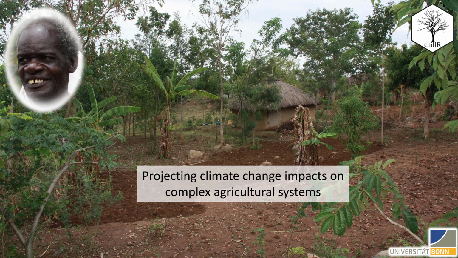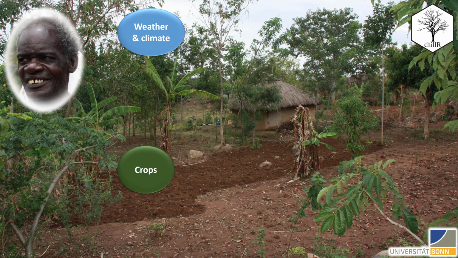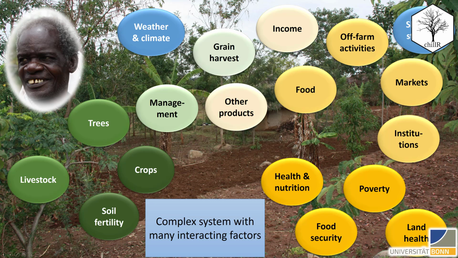There is all kinds of stuff going on here. We may just be interested in the relationship between the weather and the climate and the crops. That's probably something we could do to some extent with these crop models. Unclear how reliable it would be, but it is very clear that these are not the only things that determine the outcome of this farming system for the farmer. All these other factors also affect the performance of the system.